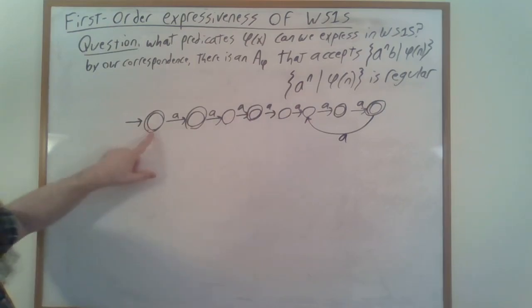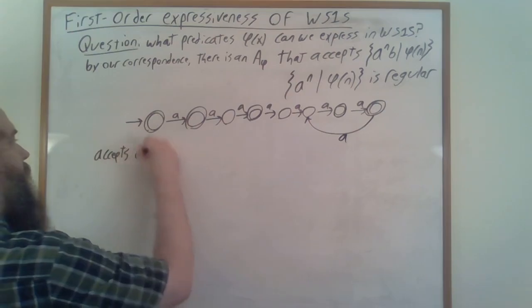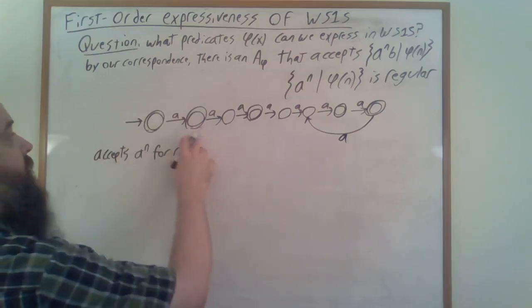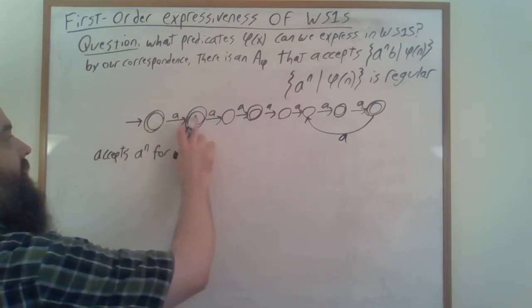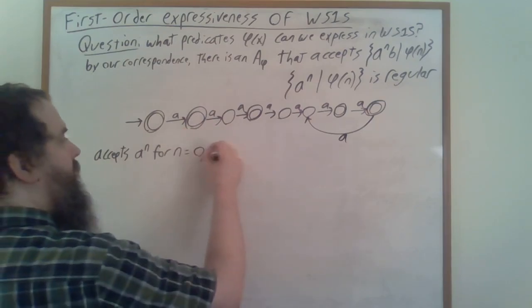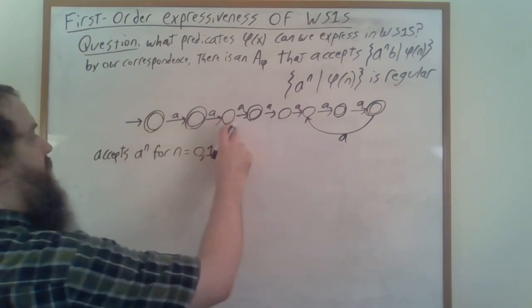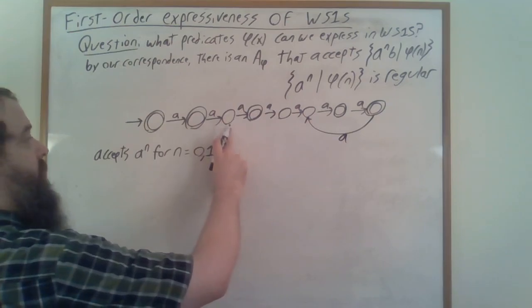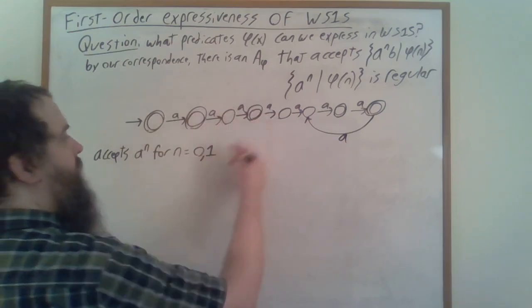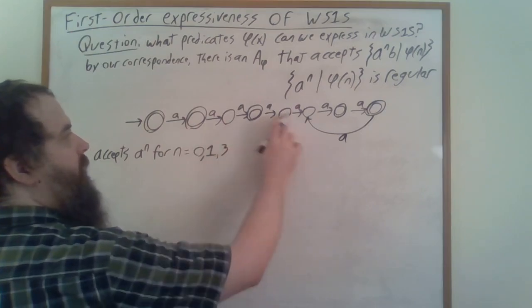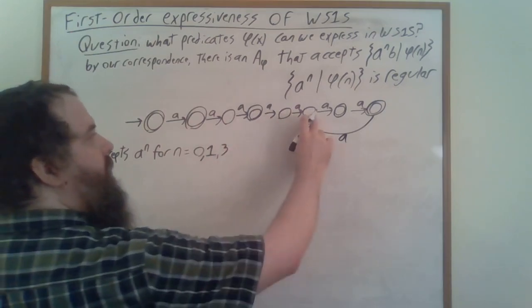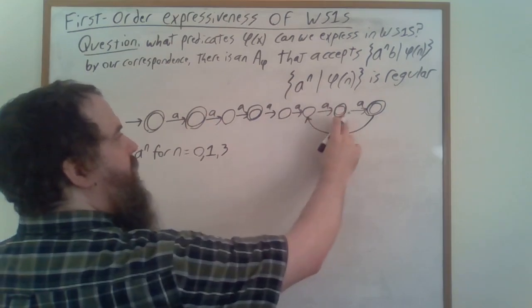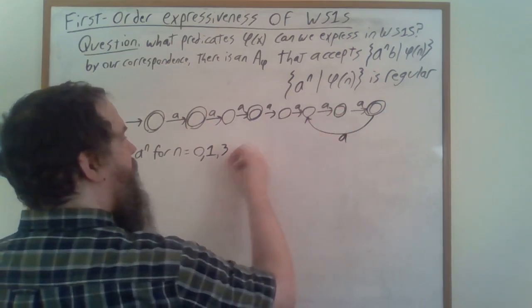So when we read the empty word, when we read a to the 0th, we get to the start state, and that's an accept state. So we accept the empty word, we accept a to the 0th. If we read just one a, so a to the 1st, that takes us to this state here, so we also accept. If we read two a's, then we reject. If we read three a's, we accept. If we read four a's, we reject. If we read five a's, we reject. If we read six a's, we accept.